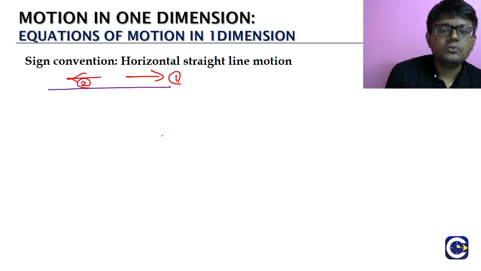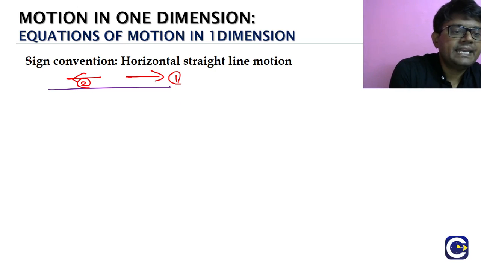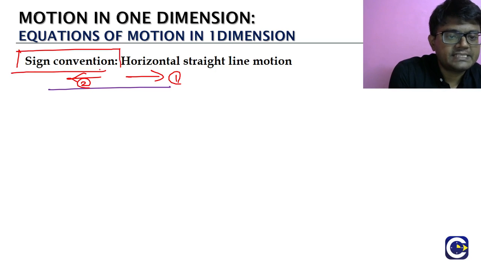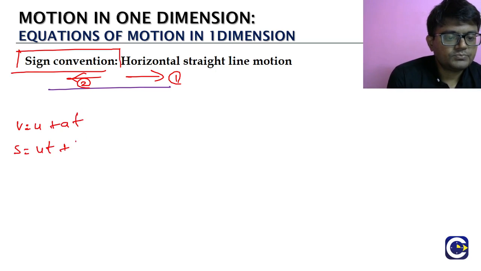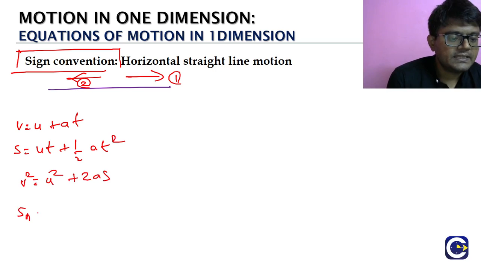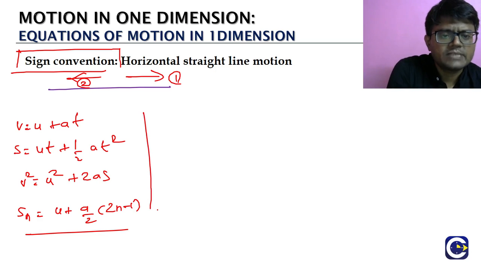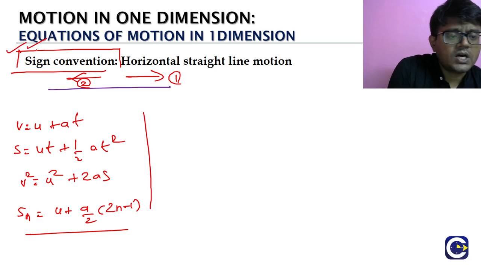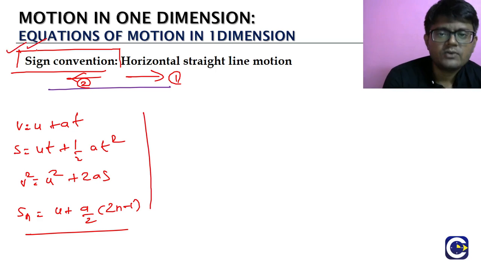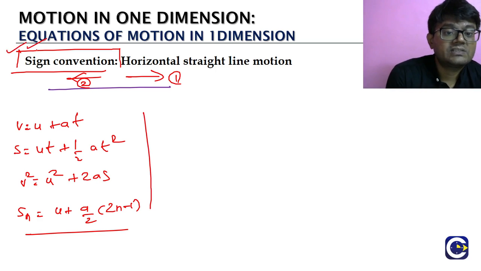Then what is going to happen if these quantities are having different directions? Then we are going to bring in the concept of sign convention. So we are going to use the equations as it is. V is equal to U plus AT, S is equal to UT plus half AT square, then V square is equal to U square plus 2AS, then S subscript n is equal to U plus A by 2 into 2n minus 1. All these results we are going to use as it is by bringing in the concept of sign convention. So first we will try to understand what this sign convention concept is.